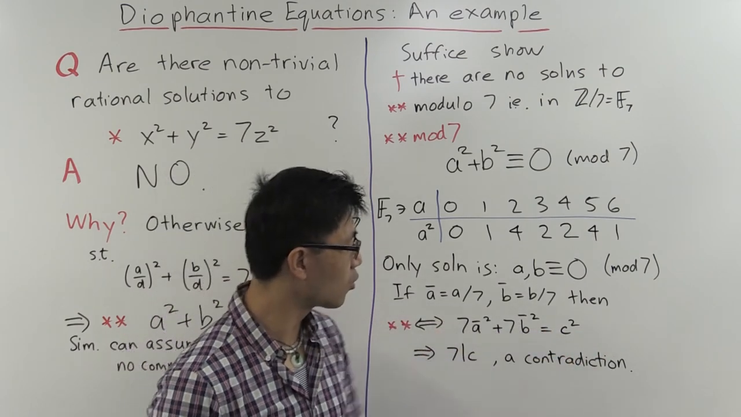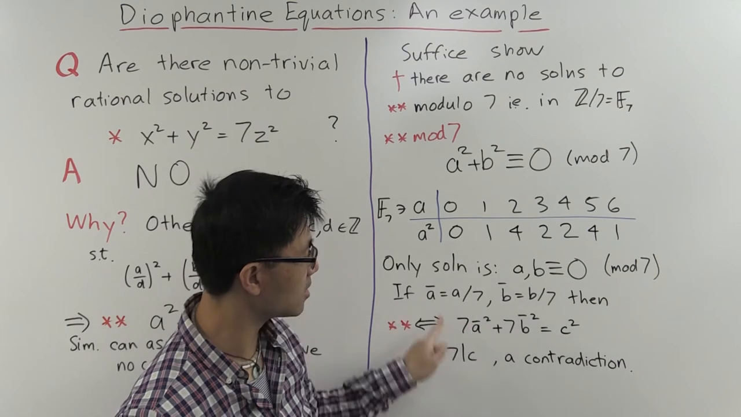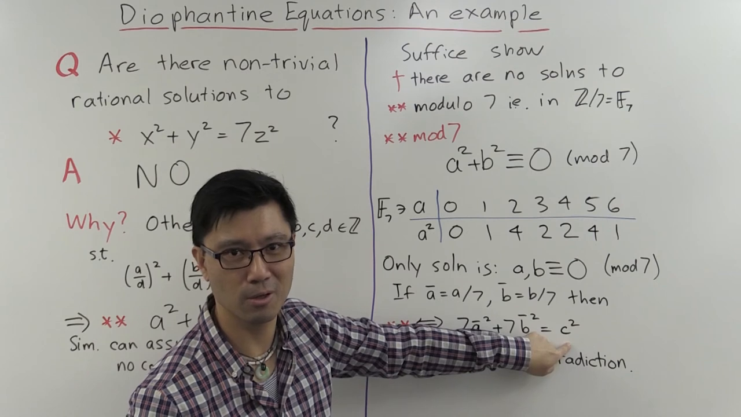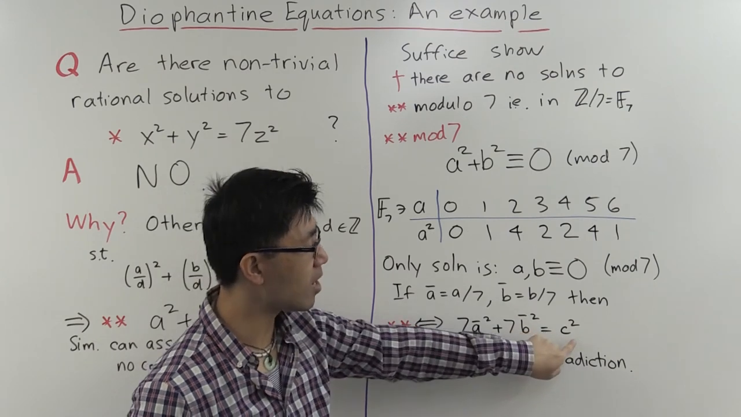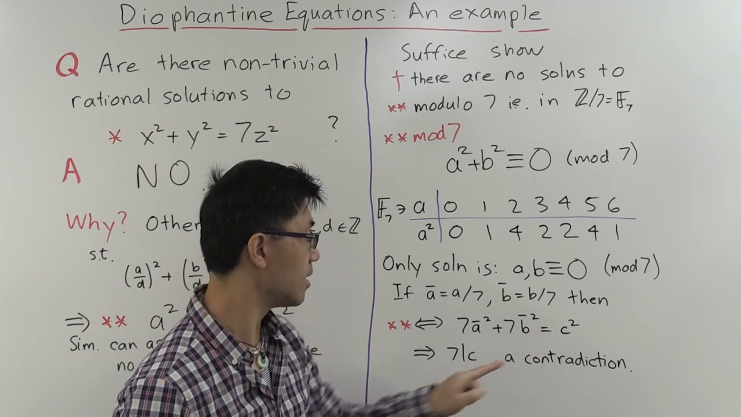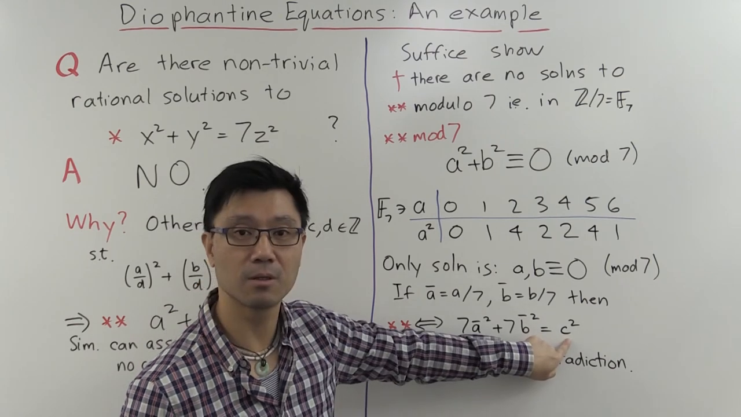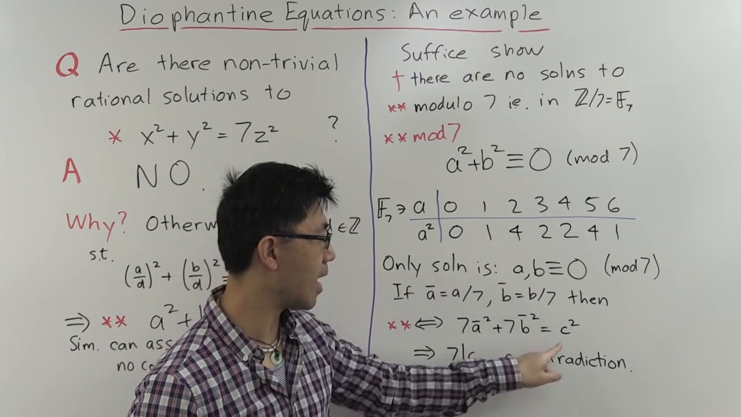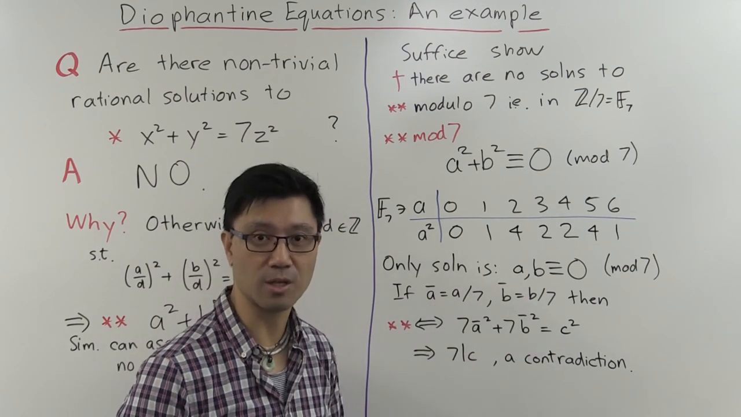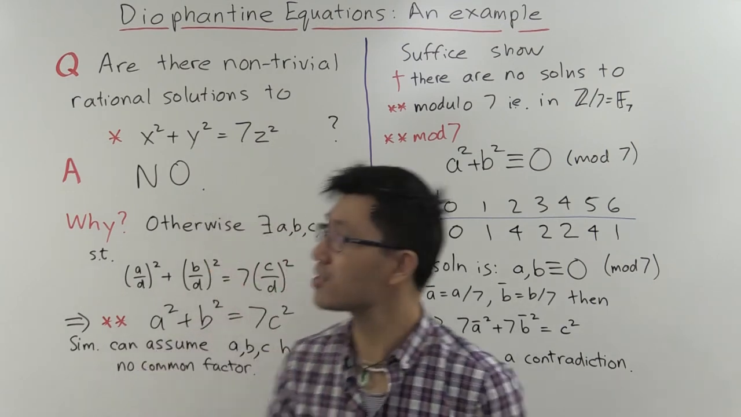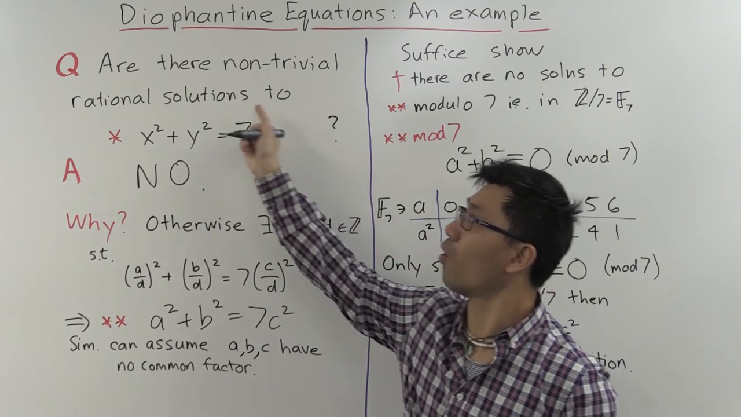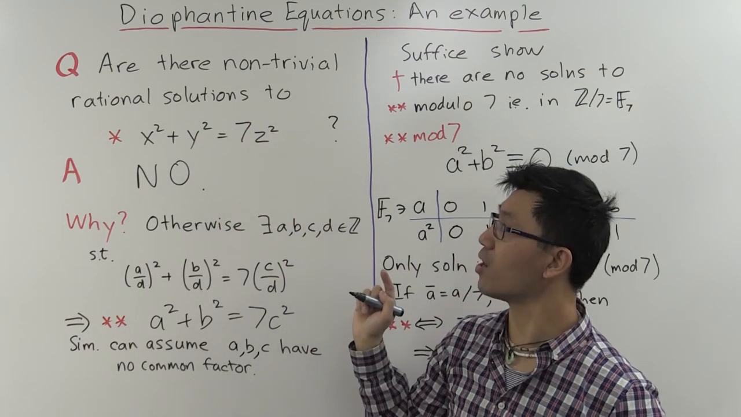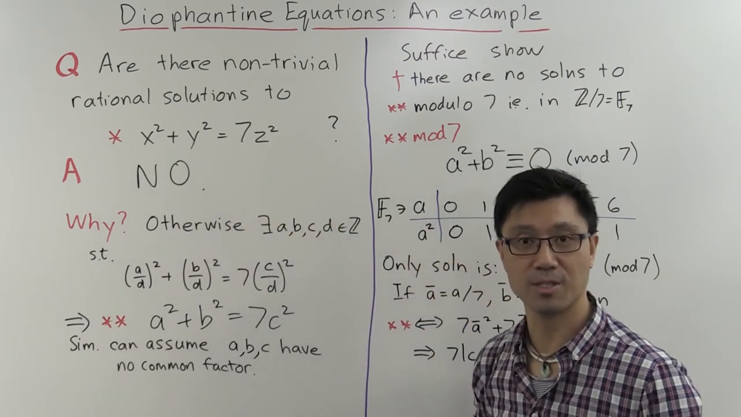Now when you look at this, of course, you'll see that the left-hand side is divisible by 7, so the right-hand side has to be divisible by 7 too. And by prime factorization, the only way that can happen is if 7 divides c. So that means that 7 divides a, b, and c, and that gives us the contradiction that we asked for. So that shows that indeed, if you ask for rational solutions to this, there are no non-trivial solutions. So the only solution is where x, y, and z are all zero.